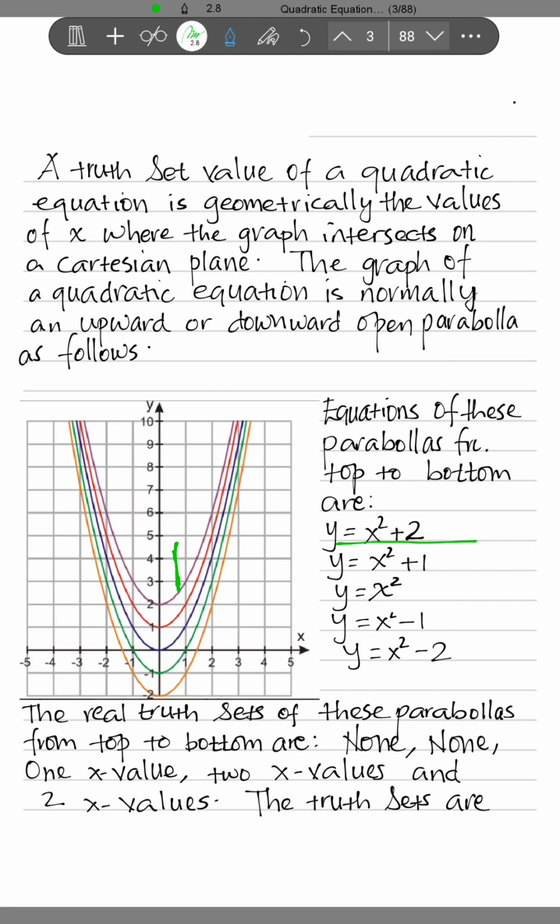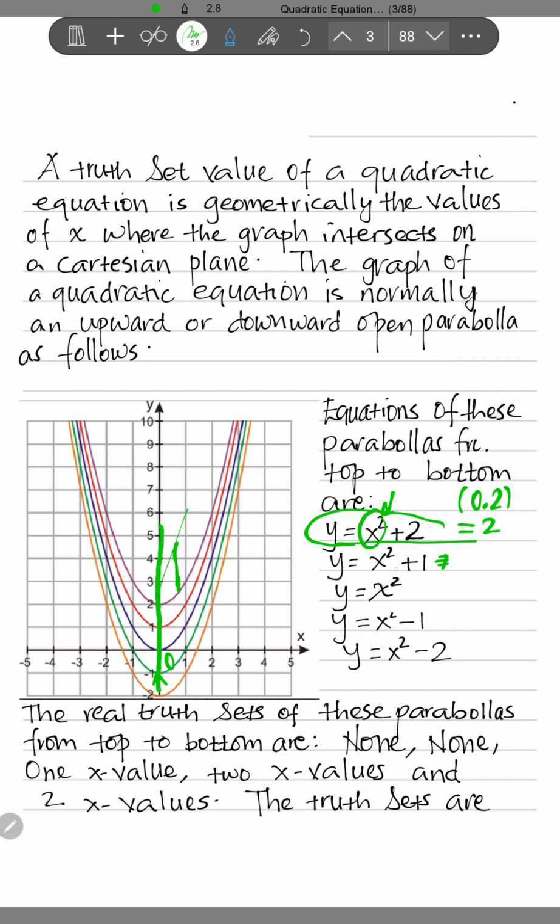When we try to find the y-intercept of this graph, we have to give 0 for x because the y-intercept is where the graph intersects the y-axis. That is on the y-axis itself, where the value of x is 0. So when we want to find the y-intercept, we put 0 in place of x. 0 squared is 0, plus 2 is 2. So the y-intercept is 2, meaning the value of x is 0 and the value of y is 2. We simply call it (0, 2). Here it is.